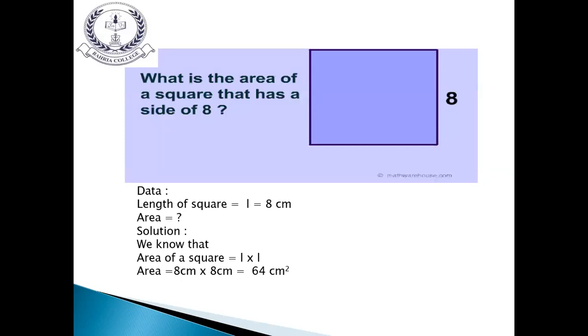Now coming to the next slide, this is the example which you have to do in practice, and the same you are going to follow for the book questions. What is the area of a square that has a side of 8 centimeters? So you are going to write it like this: data, length of square L is equal to 8 centimeter. Area, you have to find out. Solution: you will write area of a square. We know that it is L multiplied by L. So area is equal to 8 centimeter multiplied by 8 centimeter, giving 64 centimeter square. 8 8s are 64 centimeter square.